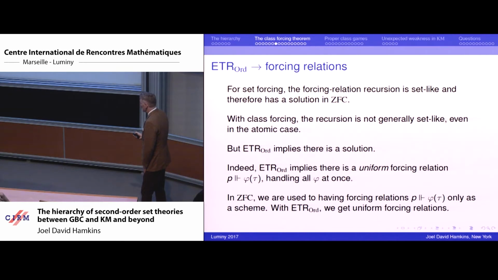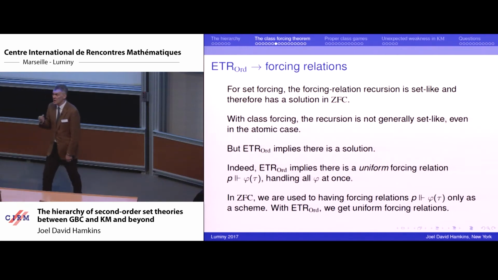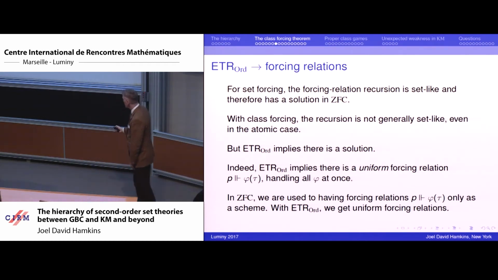But it implies more, namely, not only is there a solution of the recursion, but there's a uniform solution. There's a single forcing relation that applies to all formulas at once. And this is a stronger situation than we usually have in ZFC. In ZFC, we're used to having only a scheme of forcing relations. I mean, people say the forcing relation is definable, but they don't ever really mean that. What you really mean is that for every formula, there's a forcing relation for that formula. And you have to have it only as a scheme. But in ETROrd, we can have one forcing relation that handles all formulas at once. And so it's a kind of stronger situation than we are used to in the ZFC case.